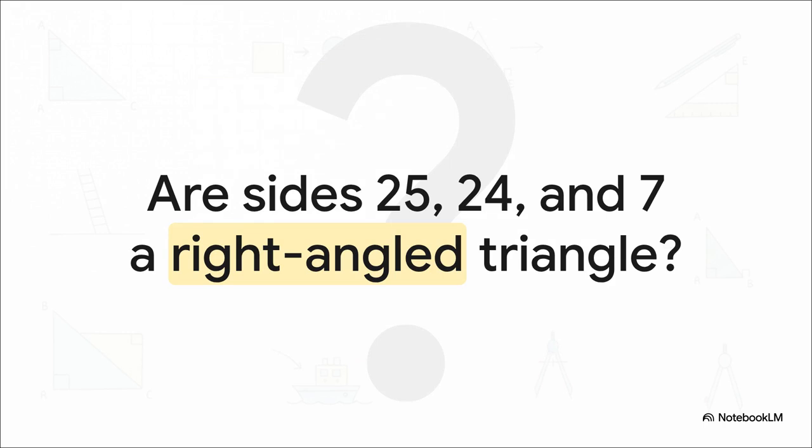Let's put that into practice right now. If you have a triangle with sides measuring 25 centimeters, 24 centimeters, and 7 centimeters, is it a right-angled triangle? Remember the rules we just looked at. We need to find the longest side, square it, and see if it equals the squares of the other two sides added together. Let's do the math.